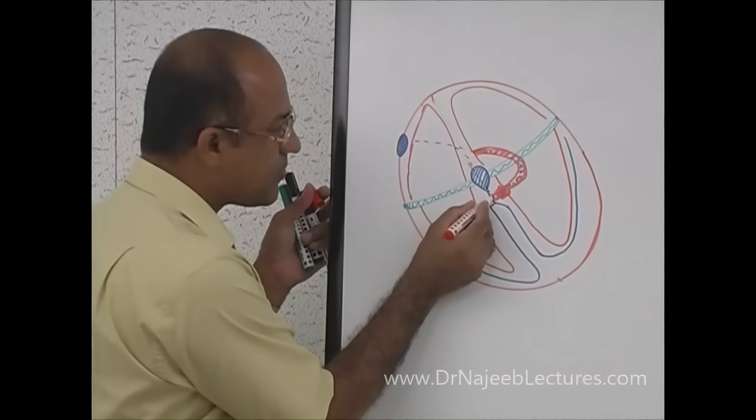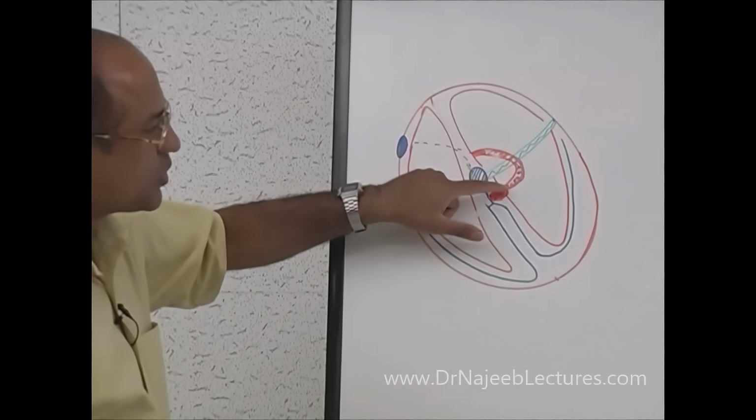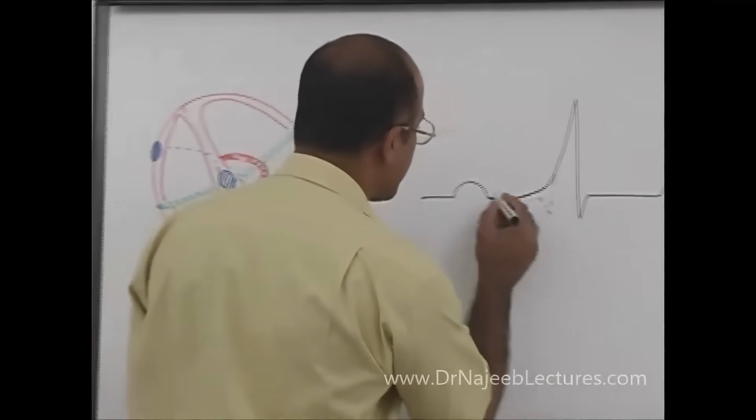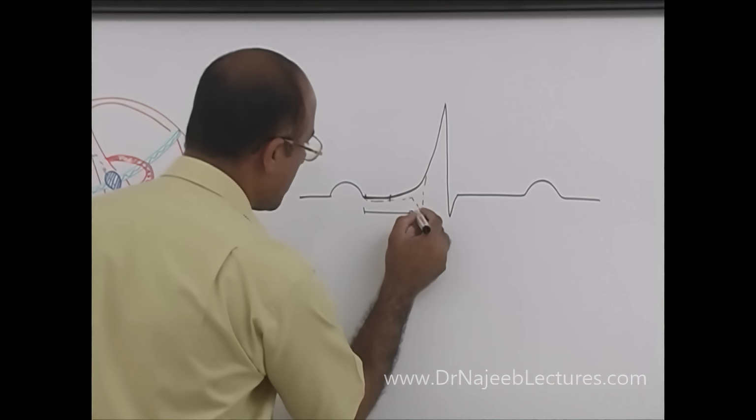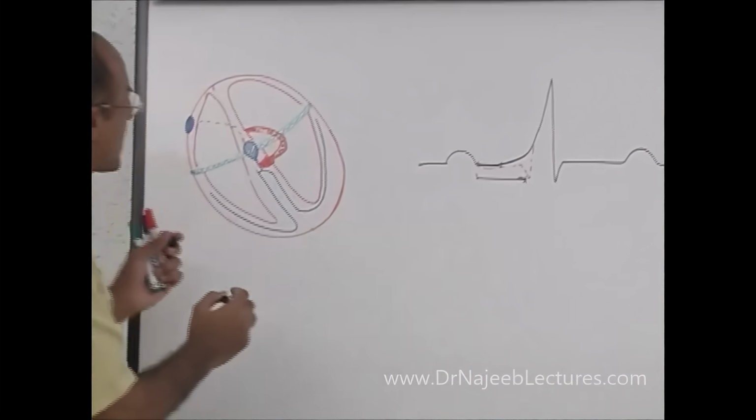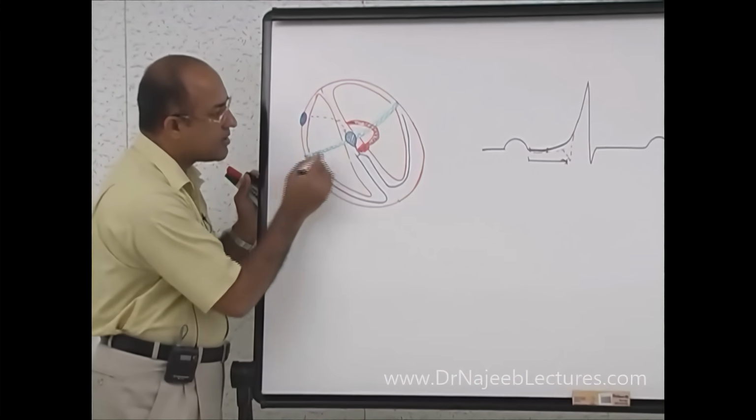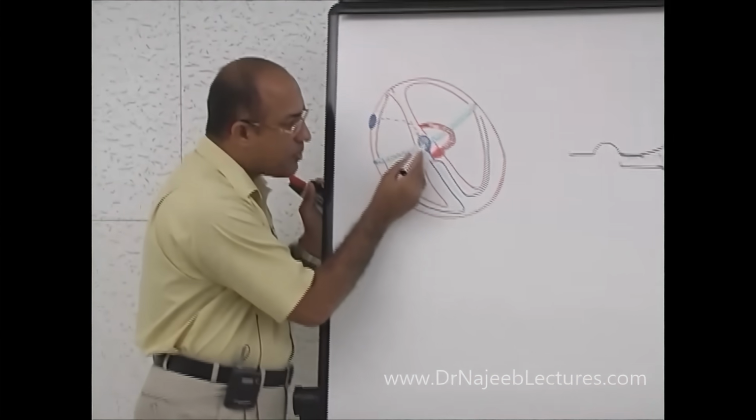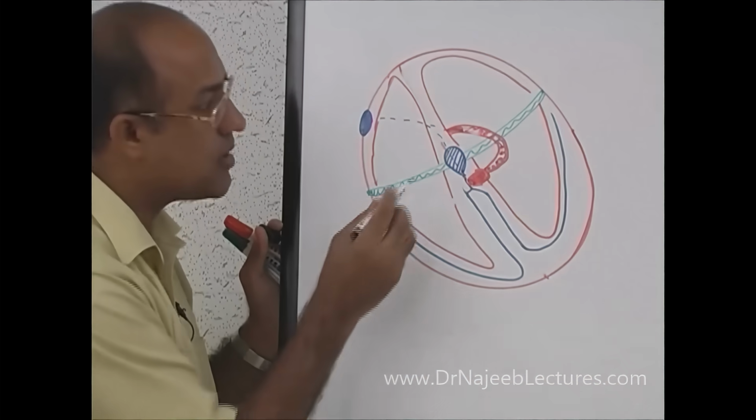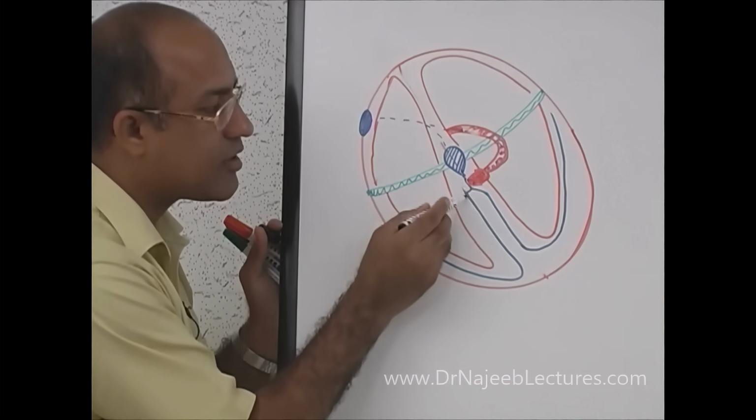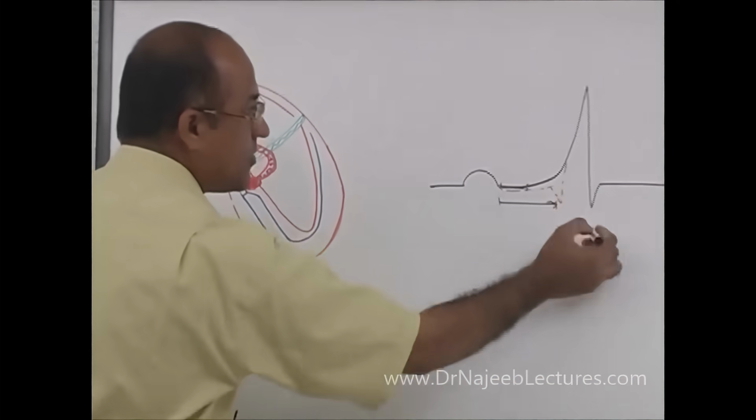What really happens is that because this pathway is faster than the AV node, this straight line becomes shorter. This straight line should have been from here to here, but actually this is short. Why is this short? Because as compared to the AV node, this pathway takes the current rapidly. But when current comes through the normal pathway, it directly enters into the very fast conducting system, the highway system. That is why in a normal person the waves come like that.